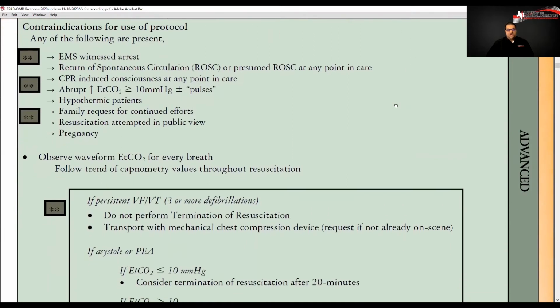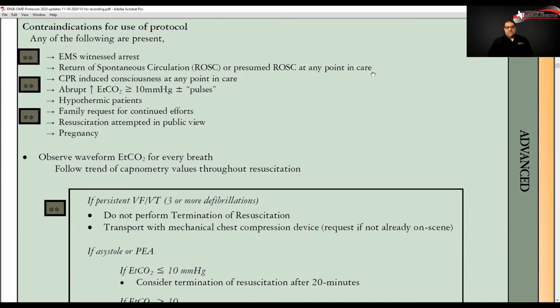A couple contraindications that we wanted to touch on. So the first one, it used to say witnessed arrest here, and obviously I think we've mentioned before, really the goal with that was EMS witnessed cardiac arrest. So if a patient goes into cardiac arrest in front of you, you shouldn't terminate those patients. There are plenty of patients that will go into cardiac arrest in the presence of a family member and other things. Those patients have just as good of a chance of survival, if not better, hopefully due to some bystander CPR. But it should not stop you from doing termination of resuscitation. It's really talking about EMS witnessed arrest. CPR-induced consciousness, which you're going to see a little bit about here in the next couple of slides.